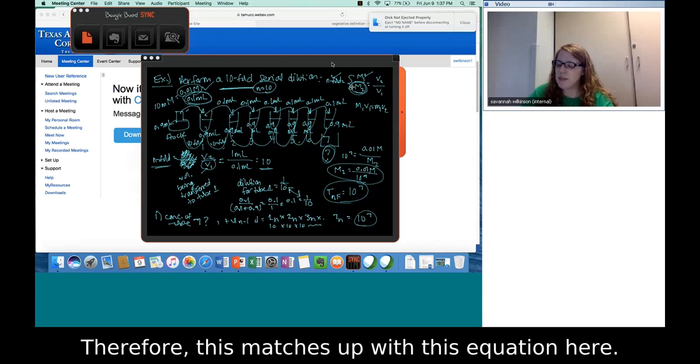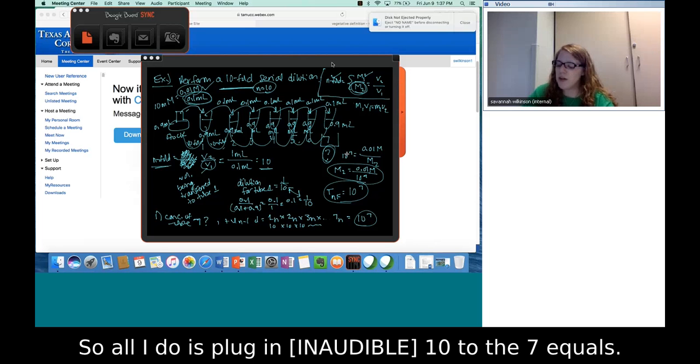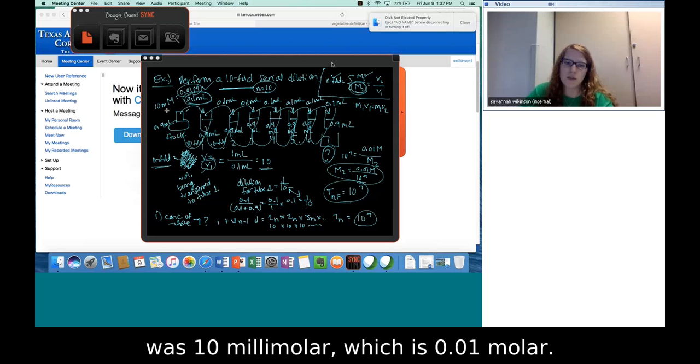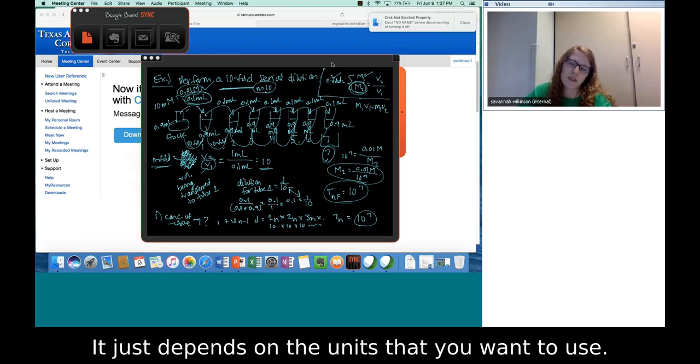Therefore, this matches up with this equation here. So all I do is plug and chug: 10 to the 7 equals, and then my initial concentration was 10 millimolar, which is 0.01 molar. It just depends on the unit that you want to use.